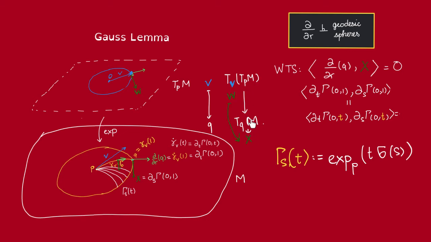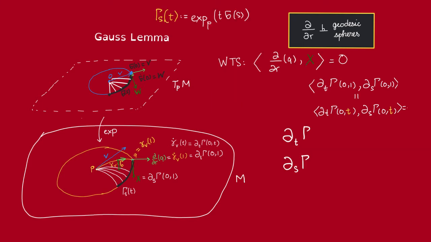Next, I'll take a curve sigma on this boundary sphere in the tangent space, such that sigma starts at V and has initial velocity W. Now for each s, when we exponentiate sigma s, we get these points here. And if we scale sigma s by t, then we get these radial geodesics. So this gives us a variation of this curve, little gamma.